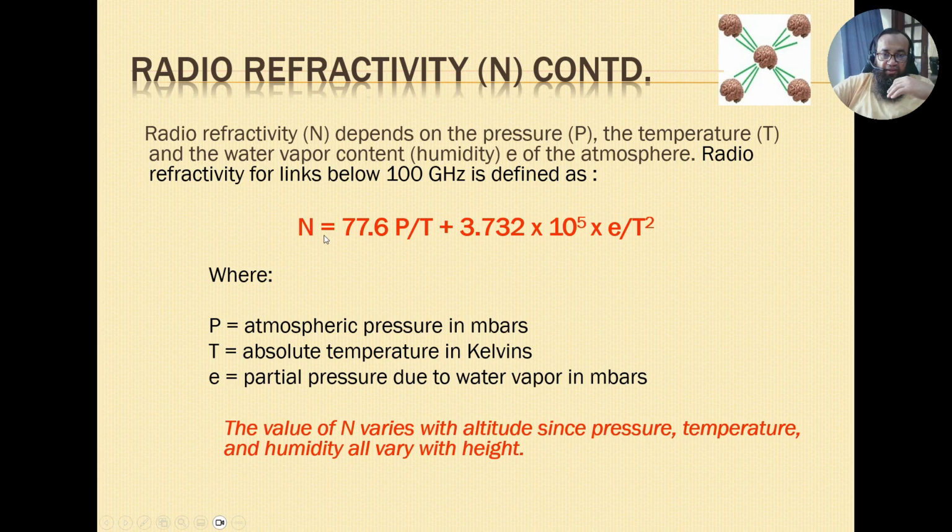So if you see here, N is equal to 77.6 times P divided by T, plus 3.732 times 10 to the power 5 multiplied by E divided by T squared. P is the atmospheric pressure in millibars, T is absolute temperature in Kelvin. So the temperature is in Kelvin, not the normal temperature, not centigrade or Fahrenheit. It's a Kelvin temperature, which is almost 300 something degrees. You should know how you can convert any temperature to kelvins. And E is the partial pressure due to water vapor.